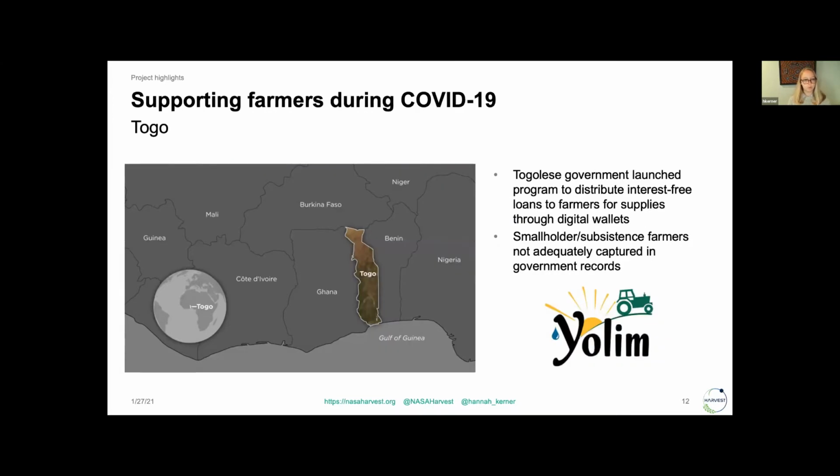In Togo, we worked on a project earlier in the spring of last year, at sort of the beginning of the first peak of the pandemic, where the Togolese government contacted us because they were launching a program that would be distributing loans to smallholder farmers to help them purchase supplies to boost production during the pandemic. This program is called YOLIM.